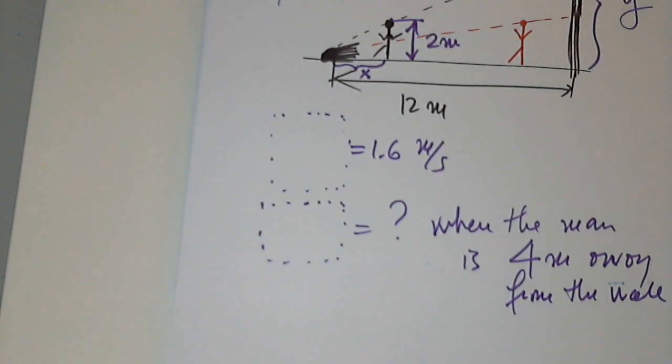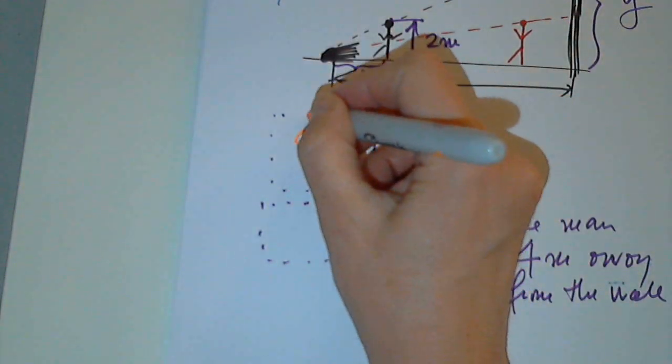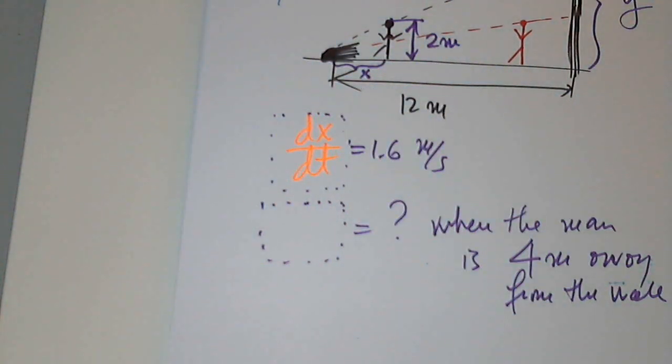First, we have to identify what 1.6 meters per second represents, and then we have to identify what the problem is asking us to do. What are we asked to find? 1.6 would be the derivative of x. Indeed. dx over dt, it's the rate of change of distance with respect to time. Good. This is what is given to us. Excellent. Then, what is the problem asking us to determine?